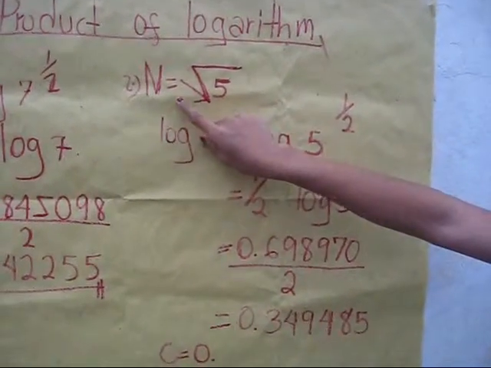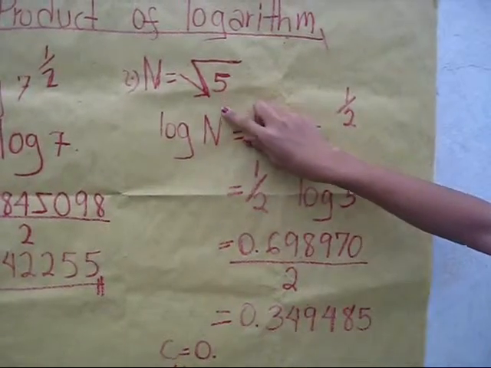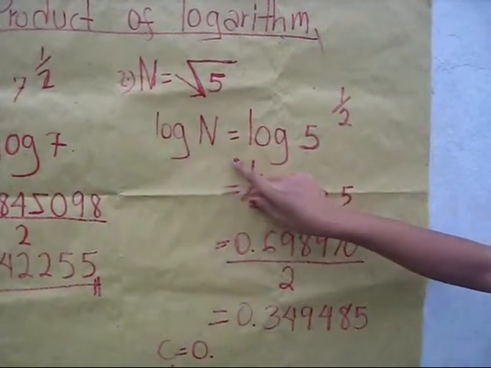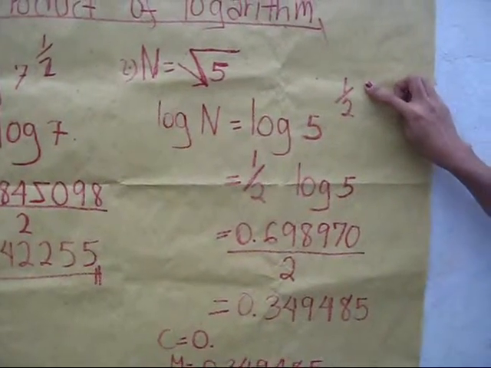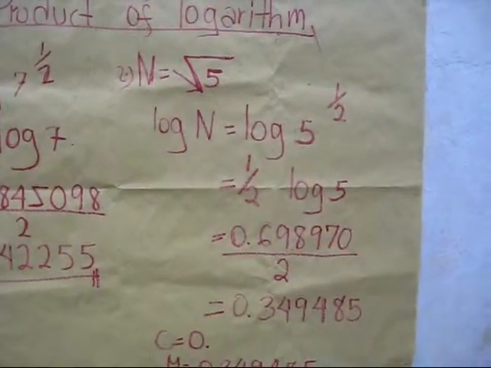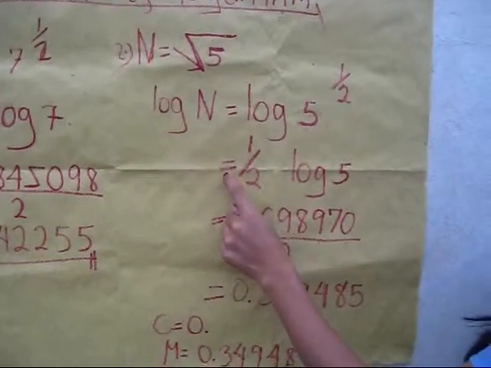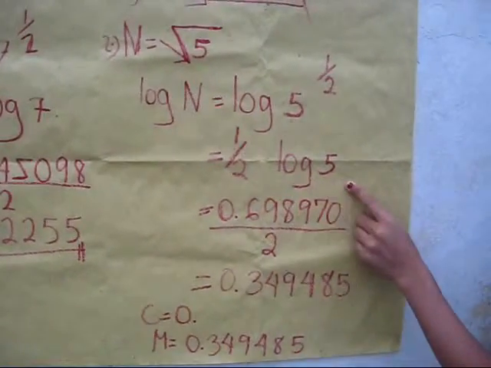So N is equal to square root of 5. N is equal to log 5, then raised to the power of 1/2. Transpose, that is equal to 1/2 log of 5.